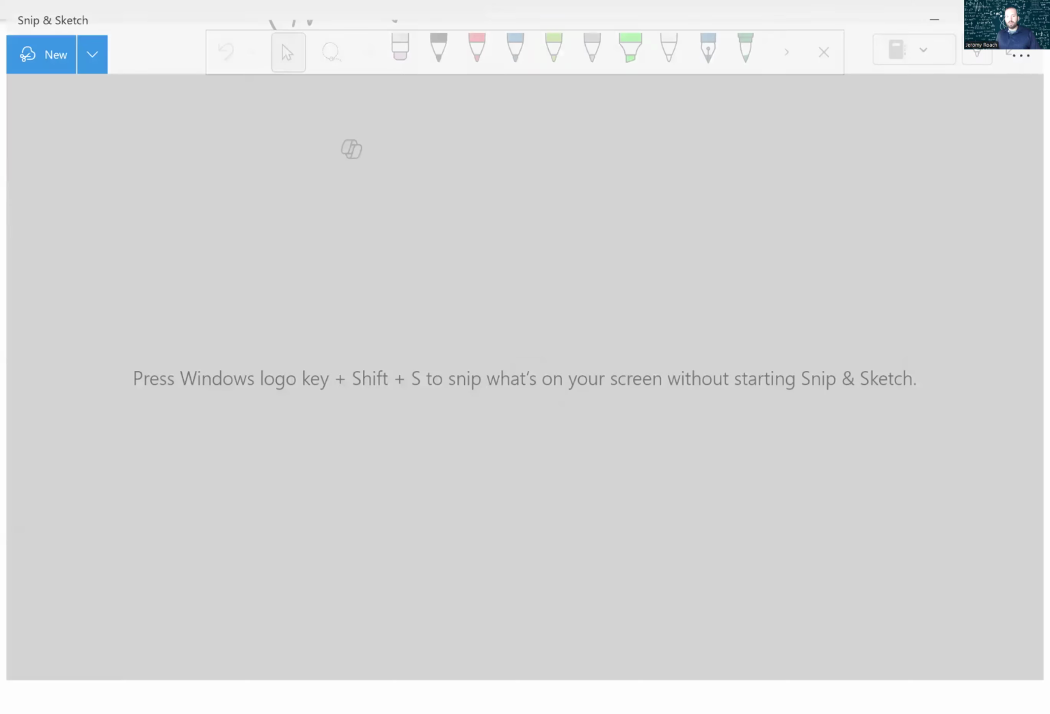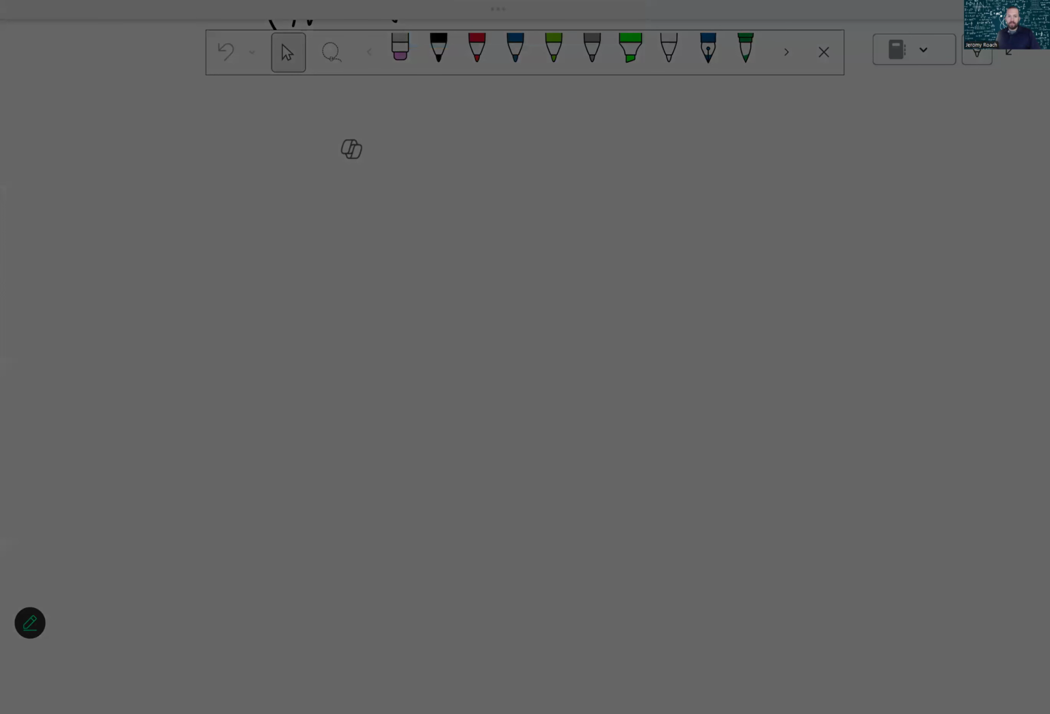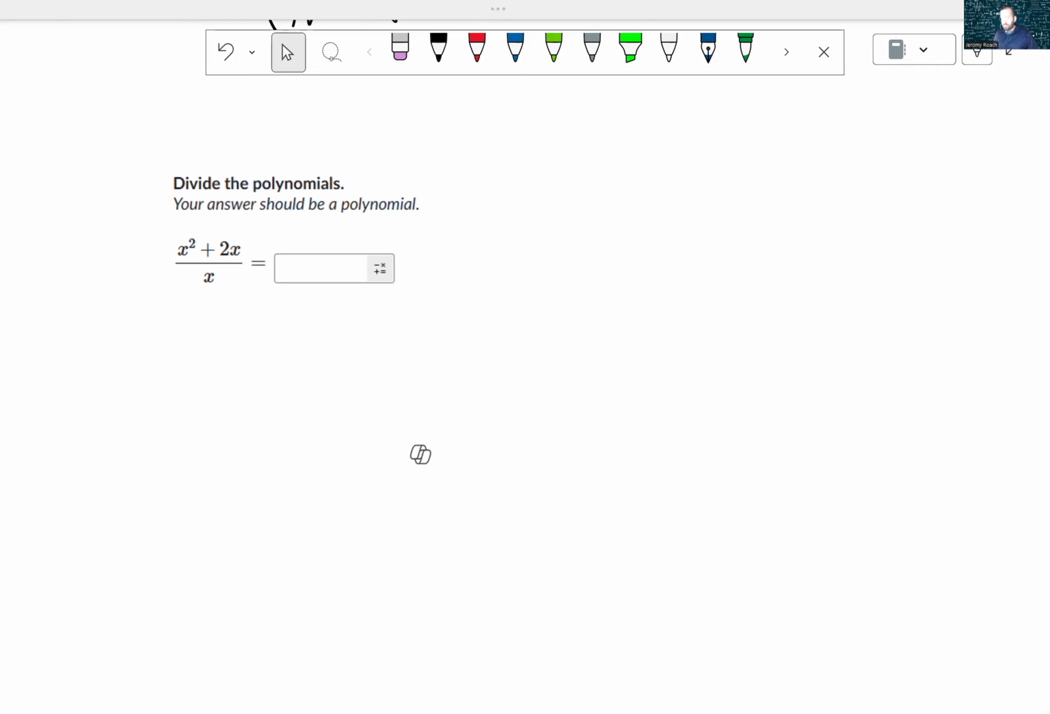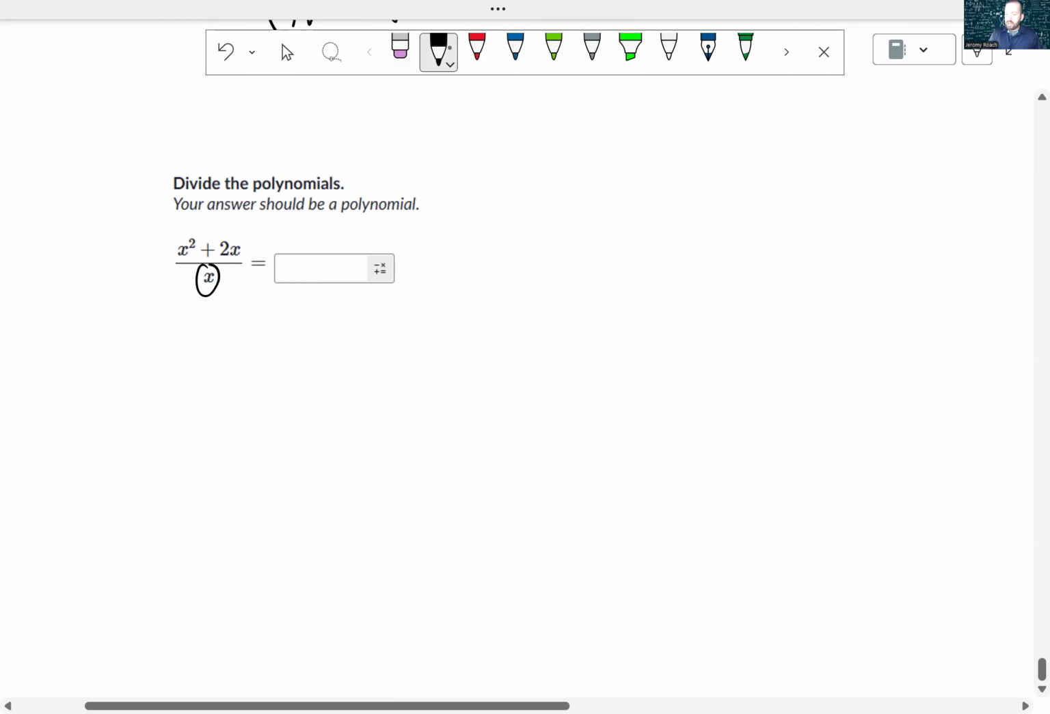Let me copy this first one here. It gives us a rational expression with an equal sign: x squared plus 2x over x equals something. Here, we can cancel out what we can cancel out. Now, when we have a plus sign, that means the bottom value is dividing this term and that term.